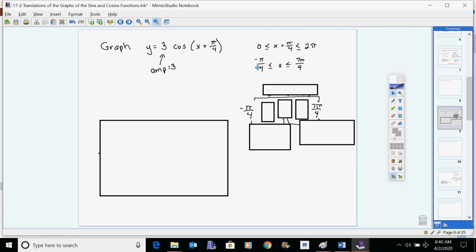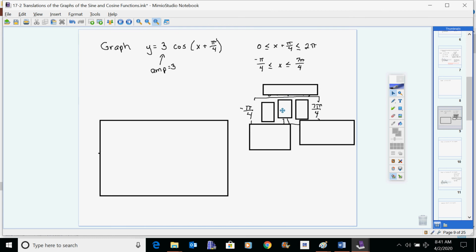So this takes us into the negative zone. Negative pi over 4. 8 pi over 4 minus pi over 4 gives you 7 pi over 4. You can do that with fractions if you want in your calculator and make sure your answer is a fraction and then stick a pi on the end of it. We then have our beginning and we have our end.